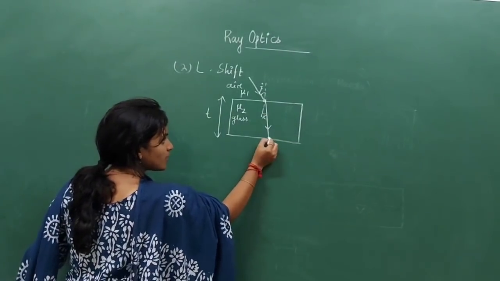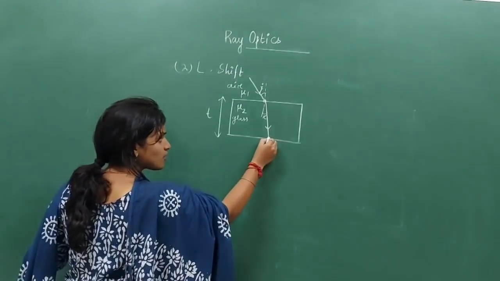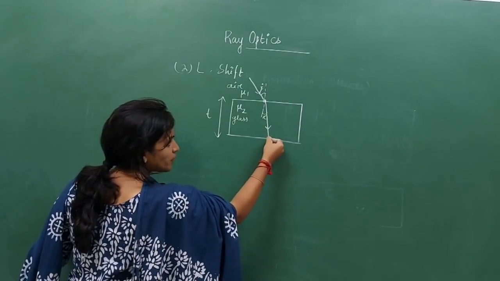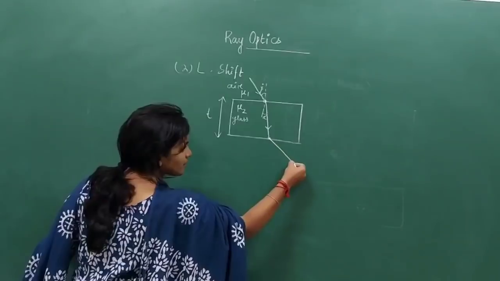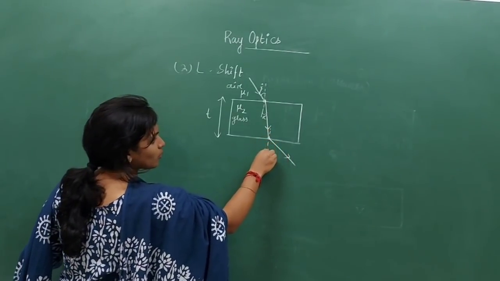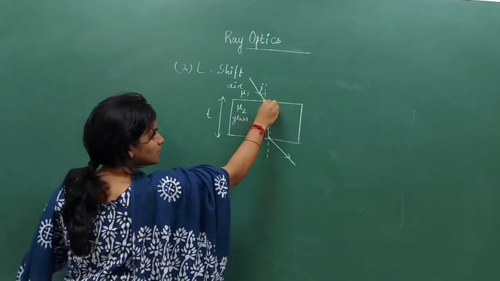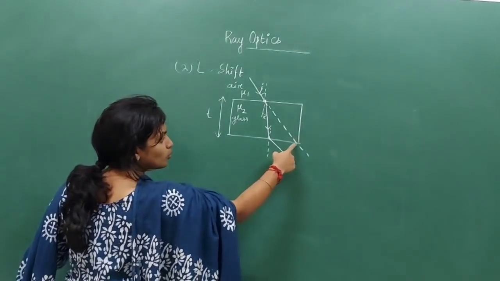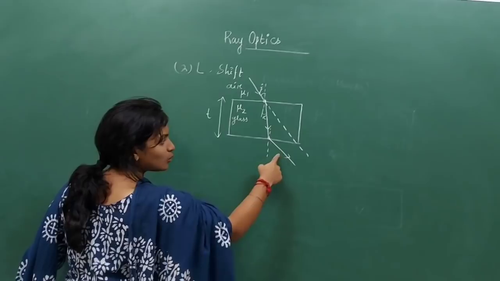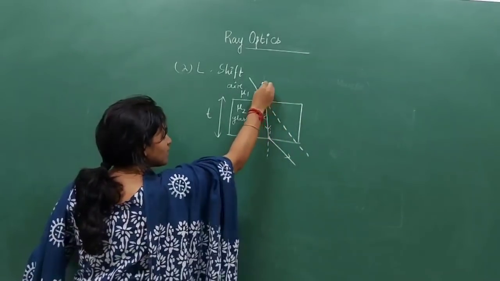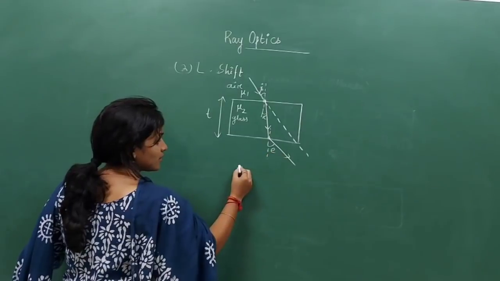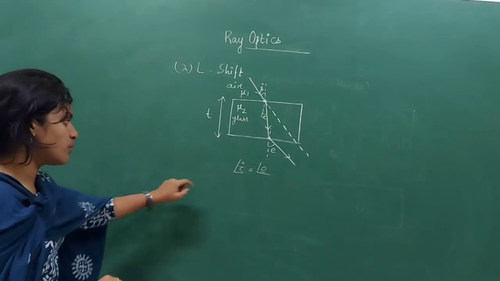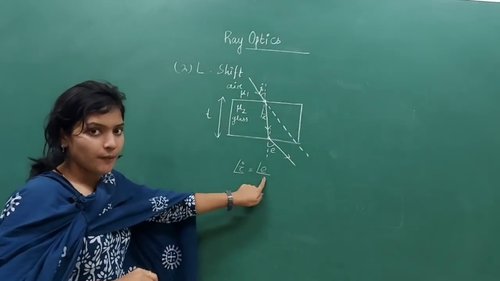Now at this point, this ray of light that is incident on the second surface, the glass-air interface, after refraction will go like this, away from the normal. If you observe that, the original incident ray and the emergent ray will be parallel to each other. And if this is the angle of incidence and this is the angle of emergence, then over here I will be equal to E. Remember this, I is always equal to E.